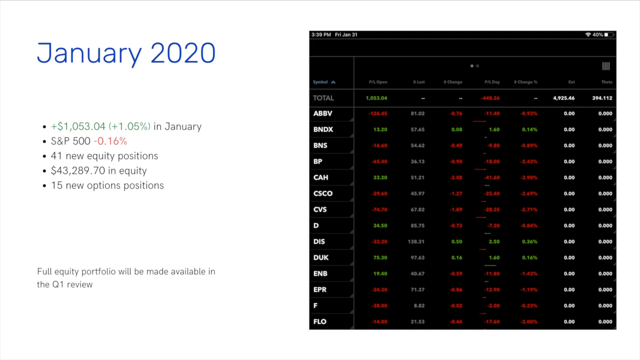You can see a portion of my equity portfolio in the screenshot that I captured here, but I'll be releasing a video next week which will contain a link to my entire equity portfolio. It's a little bit more difficult to track my options positions due to the frequency and complexity of tracking the different strike prices, but I'm working on a way to track them and share them on YouTube in the future.